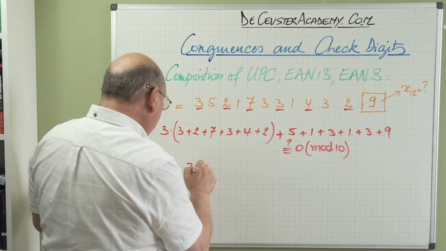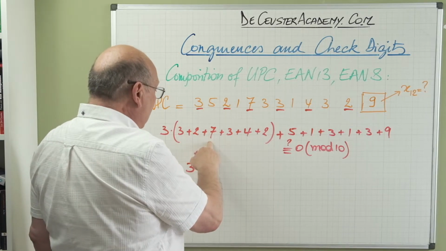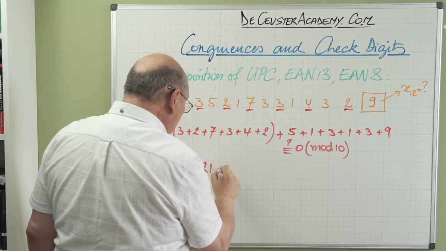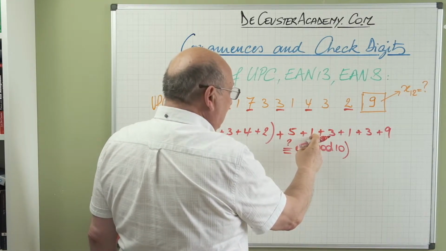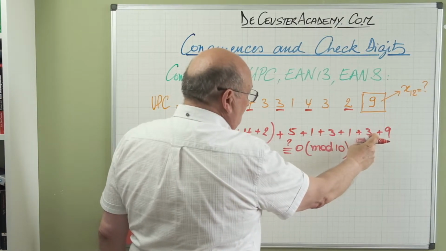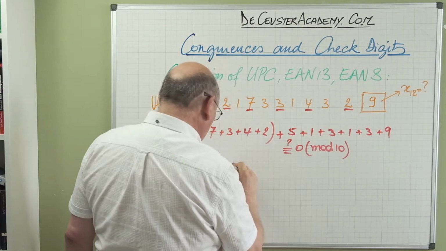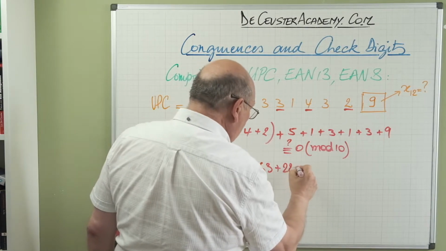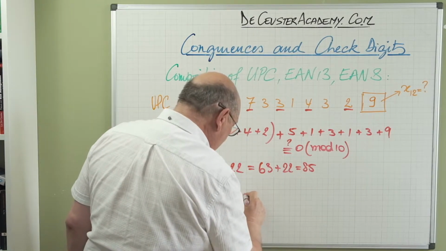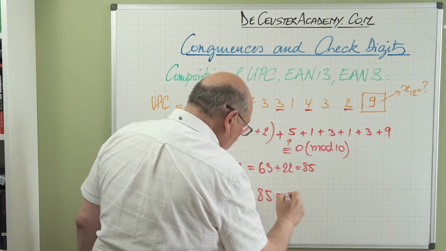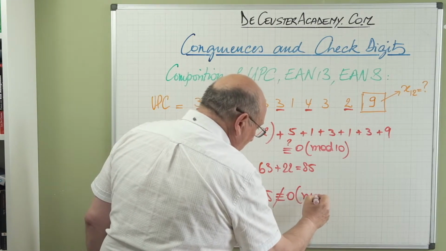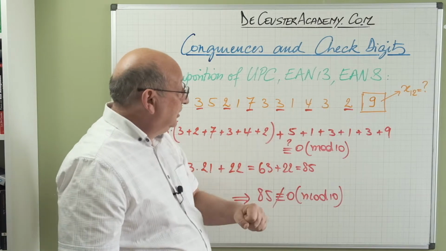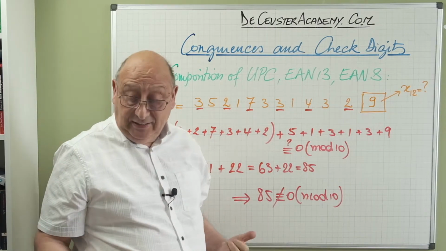We have first 3 times 3 plus 2 is 5 plus 10 is 15, 15, 19, it's 21, and here we have 5, 6, 3 and 1 it's 10, 3 plus 9 is 12, so we have 22, which gives us 63 plus 22 is 85, and we say that 85 is not congruent 0 modulus 10. There is a problem here in the check digit that we have, and we can find it quite easily.